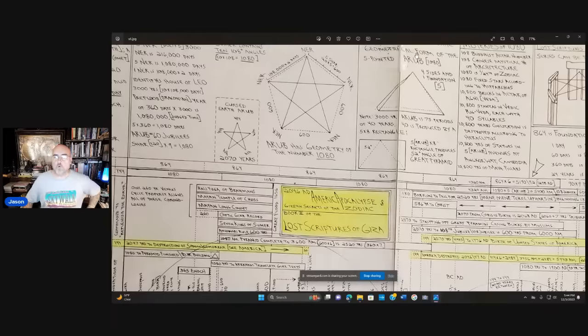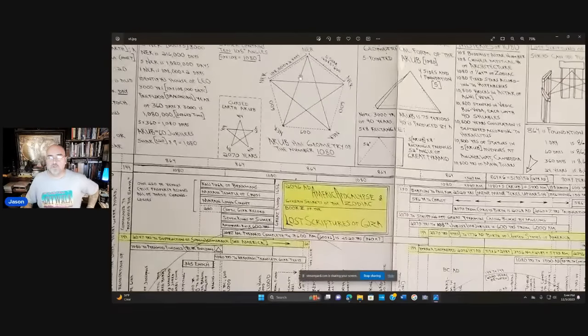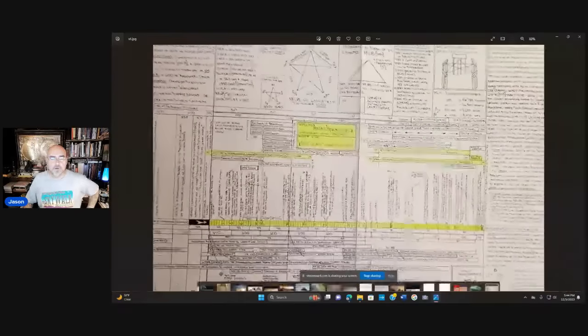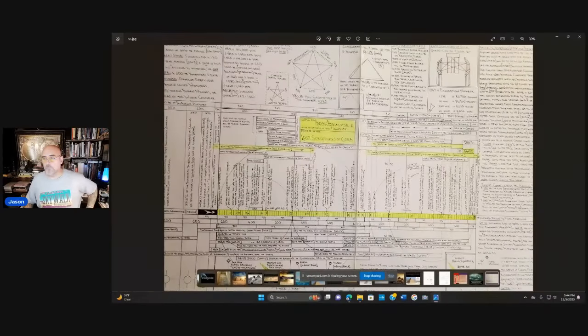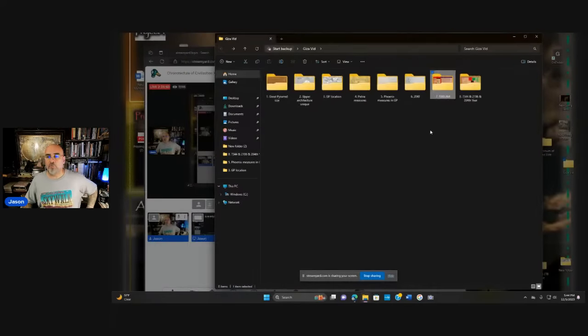Here's the geometrical form of the word Arab in Sumer, which is the five-pointed star. Here it is. I've already shown you this. That's just how a two-dimensional pentagram actually becomes a pyramid in three dimensions. All right, we've already been through that. So we get to the final file.